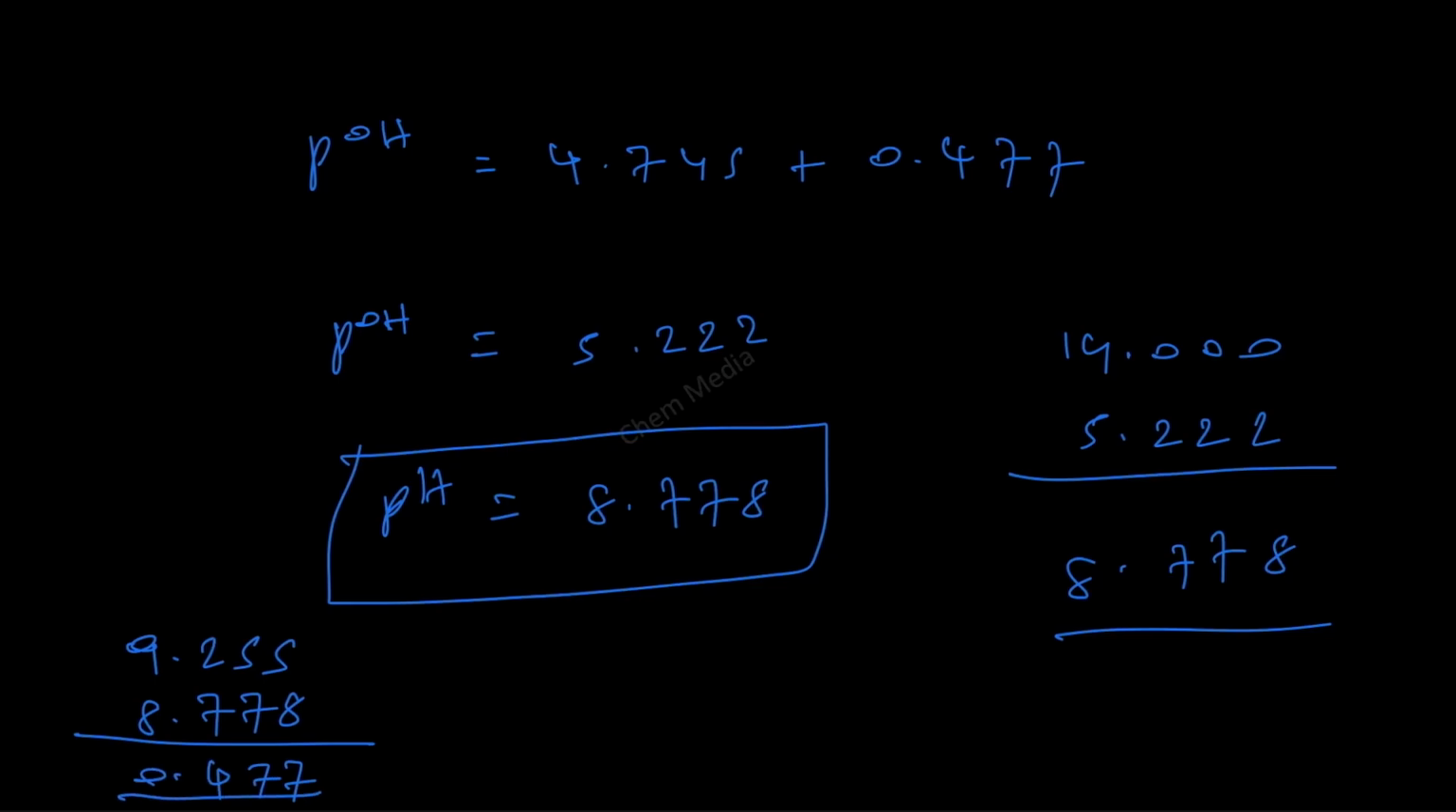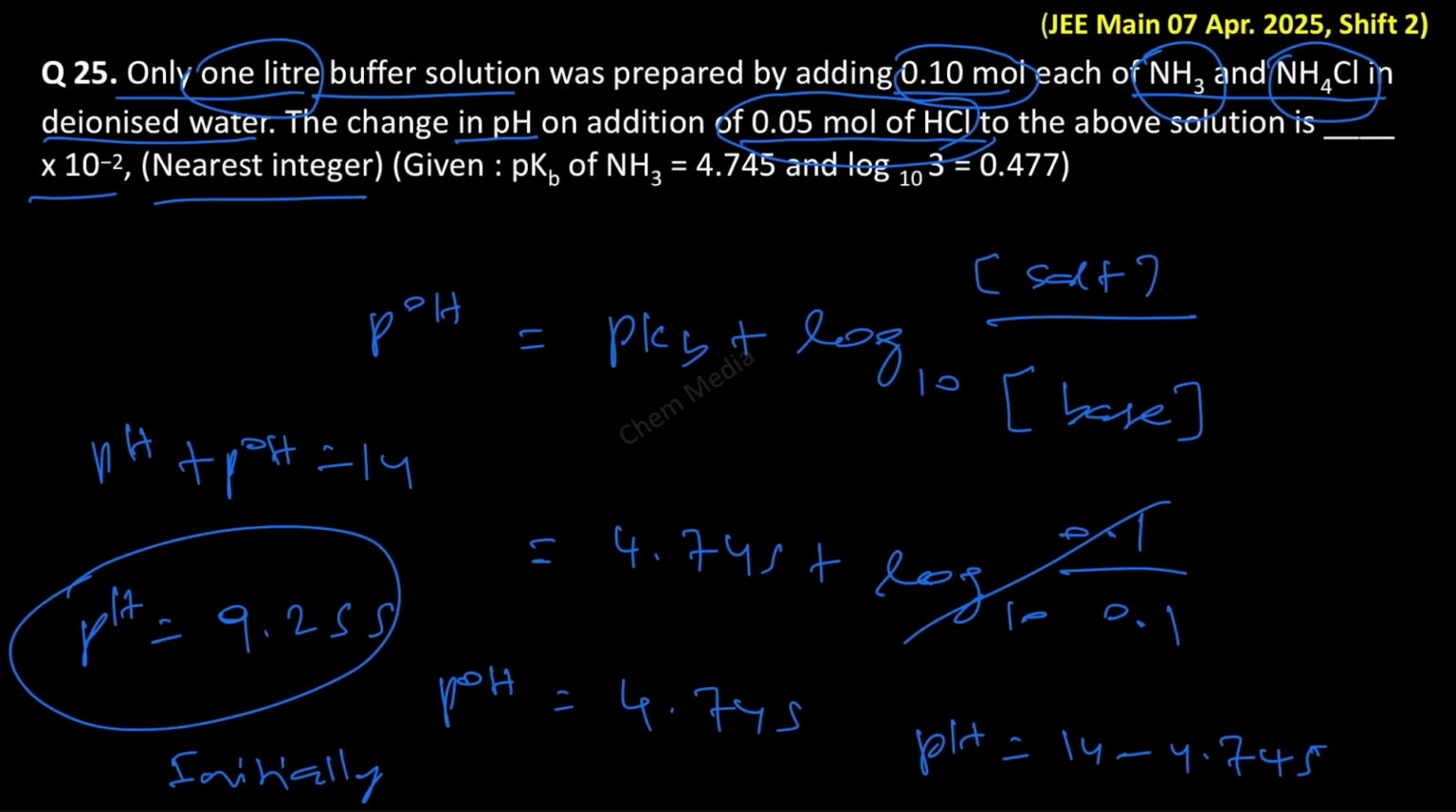So 0.477 is what the change in pH is, but they want the answer in terms of 10 to the power minus 2. So therefore 47.7 times 10 to the power minus 2, and the nearest integer is 48 times 10 to the power minus 2. So therefore 48 is the correct answer.